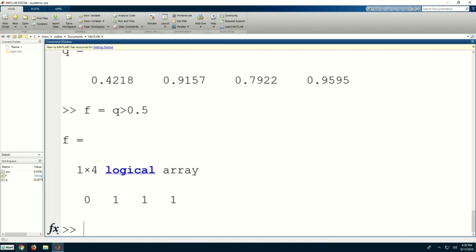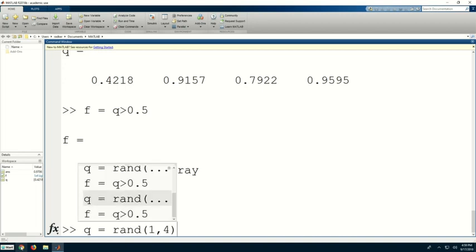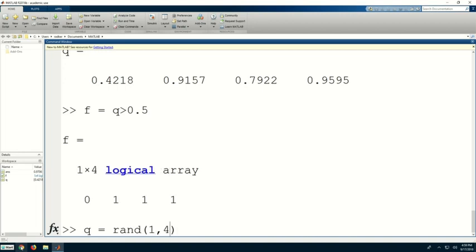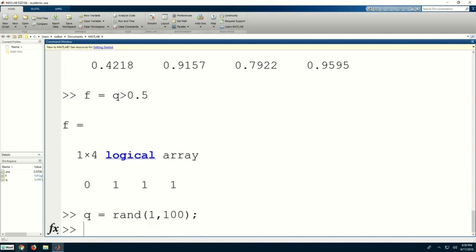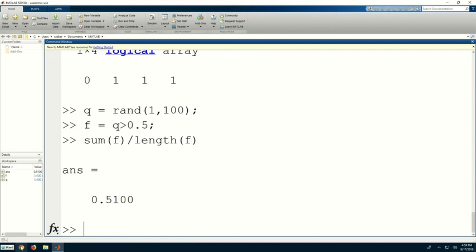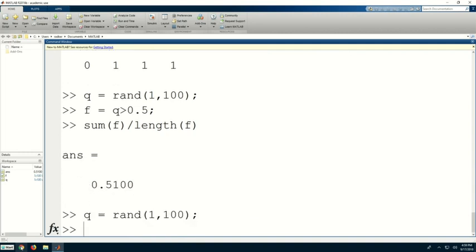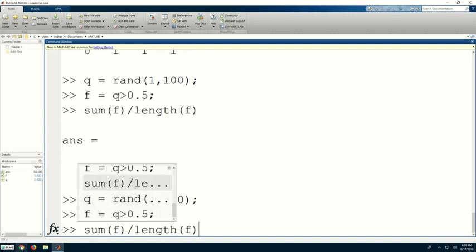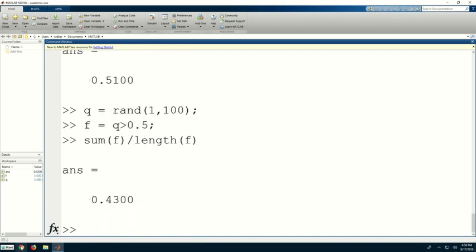And so what I could do is make a much longer vector, which I'm not going to draw. Let's say instead of 4 flips, I did 100 flips, and I find the places where this is greater than a half, and then look at the number of ones divided by the total length of the vector. Here my average was pretty good. Let's see how I did if I do it one more time. Here my average was not so good.